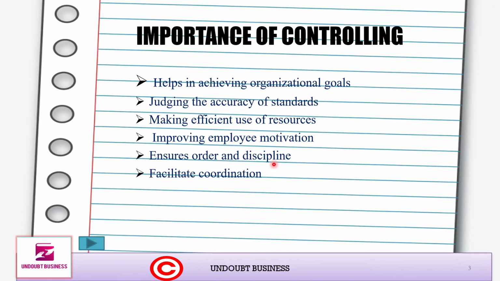Now the next point here is facilitate coordination. What does this mean? I have told you in some of my earlier videos, or maybe way back, that coordination is the essence of management. It is in every function of management. So here also, with the help of controlling, we can coordinate the departments, we can coordinate the whole organization efficiently. So this was the importance of controlling that we have discussed.